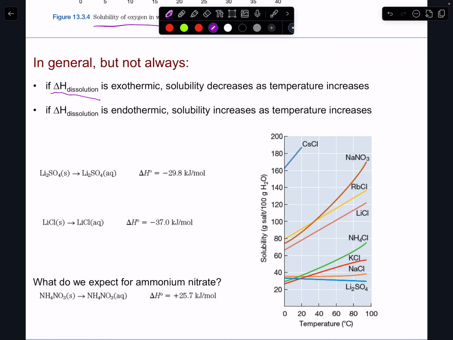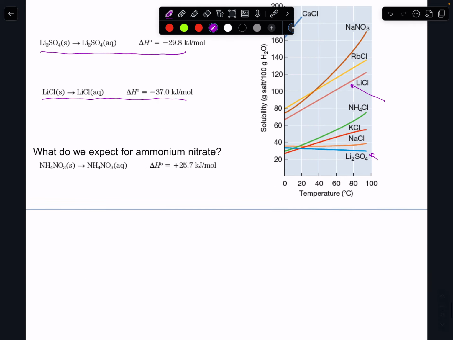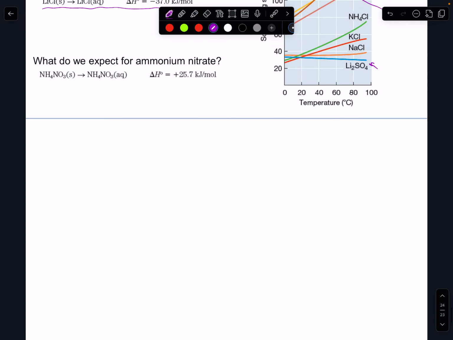You can look at, for example, lithium sulfate here, which is exothermic, so it should become less soluble as temperature goes up, and that's true. But lithium chloride is exothermic when dissolving as well, yet it actually gets more soluble as temperature goes up. So our general rule doesn't work there, but it works most of the time. All right, and that is the end of this section.